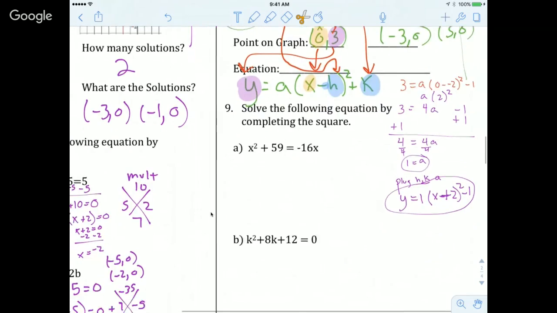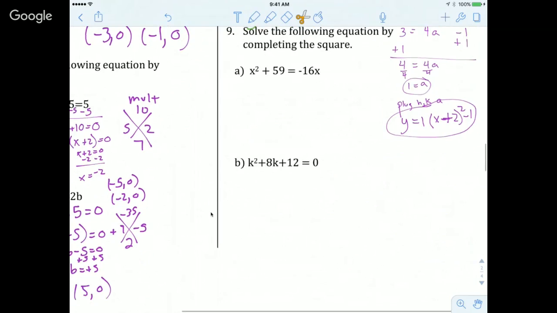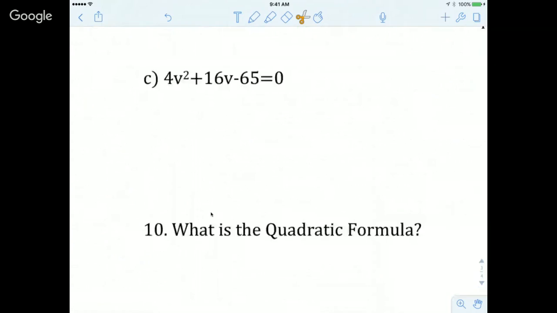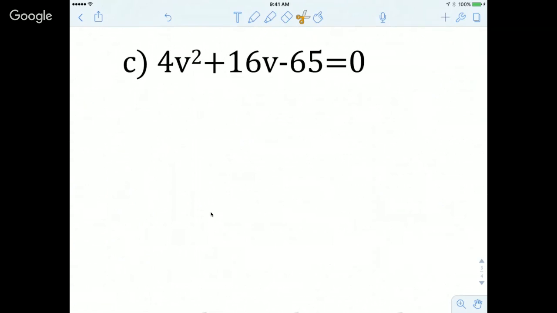Okay, numbers 9, A, and B I did in class. We have lots of time. I'll go ahead and do number C with y'all, because this is the one that I have not done on the board. Okay, this is how do you complete the square.